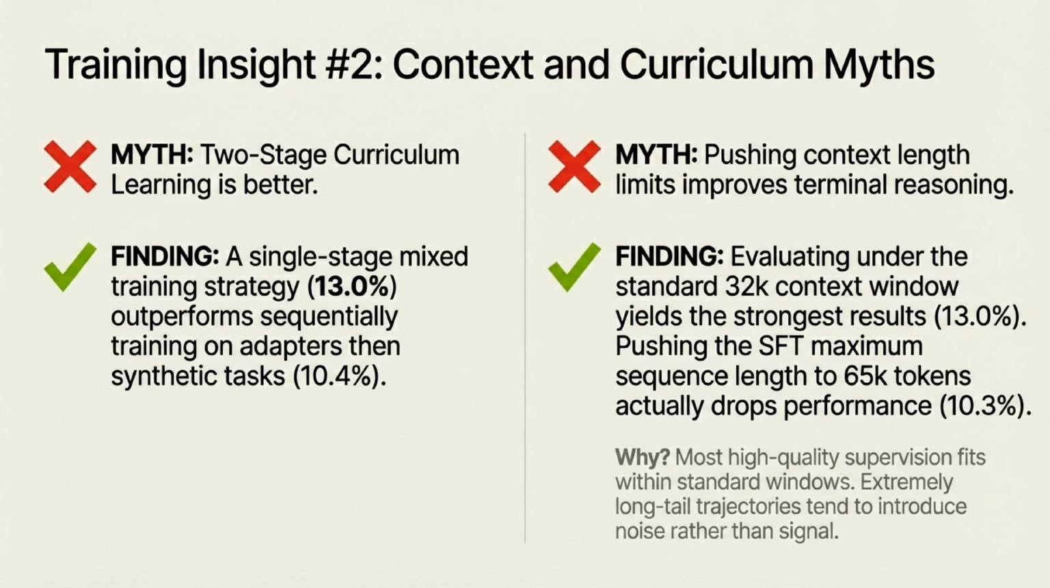We also busted some common training myths. Myth 1: two-stage curriculum learning is better. Our finding was that a single-stage mixed strategy actually outperforms it. Myth 2: pushing context length limits improves reasoning. We found that evaluating under the standard 32K context window yields the strongest results. Pushing it to 65K tokens actually drops performance because extremely long-tail trajectories tend to introduce noise rather than signal.